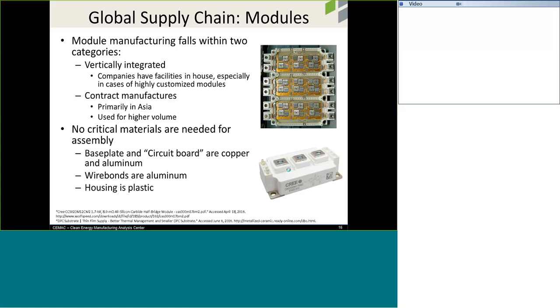We found that, as I was just describing, the module manufacturing falls within 2 categories. Companies that are vertically integrated, so they have facilities in-house. We found that in companies that are highly customizing their modules for their end use, they're more likely to do the module manufacturing in-house. And then again, contract manufacturers in Asia, and this is primarily used when you have a set design and you're in high volume.